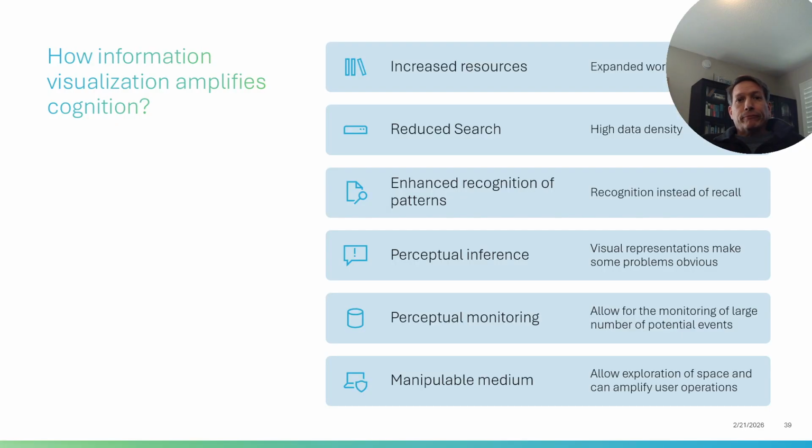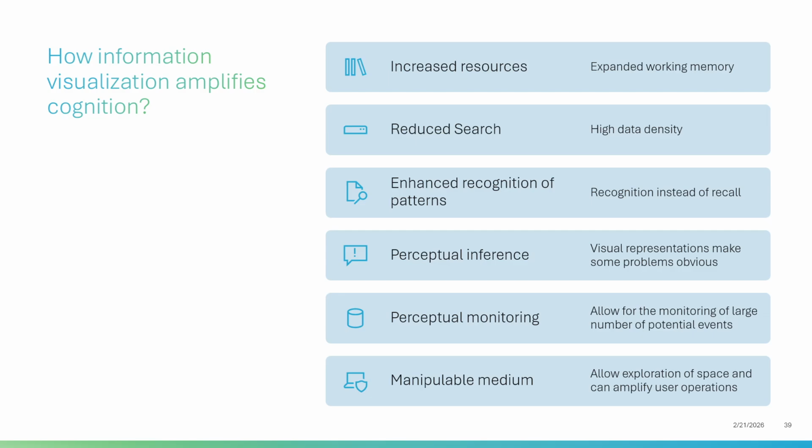Then the most important reflection is definitely that information visualization is going to amplify our cognition. It increases our resources because it expands the working memory. We don't need to do calculations in our mind. We have something out there that is helping us to support that working memory. It reduces search because we can have high data density in small spaces, and enhances recognition of patterns, because human factors, we are really bad at recalling things. But if you recognize elements, it's going to be easier.